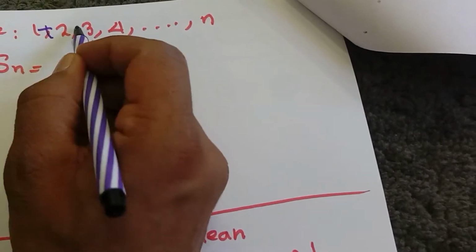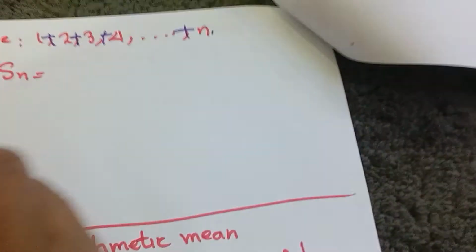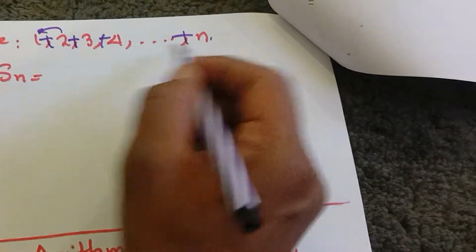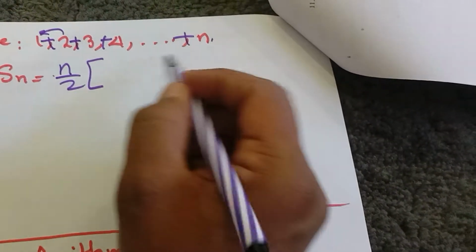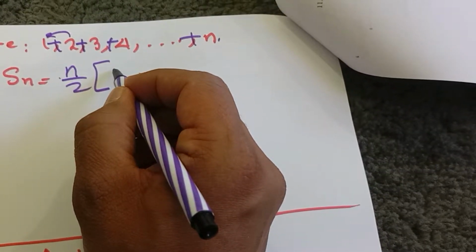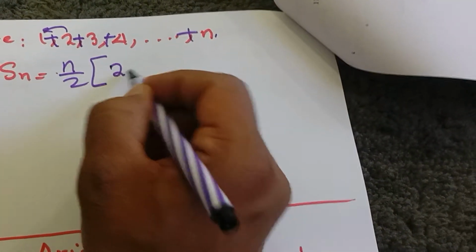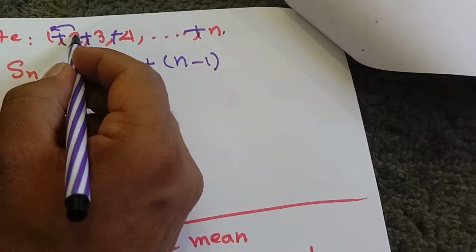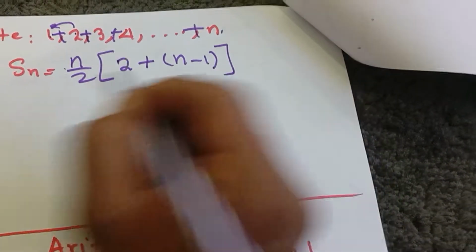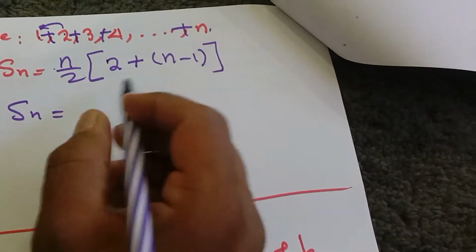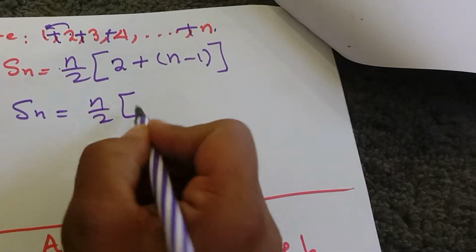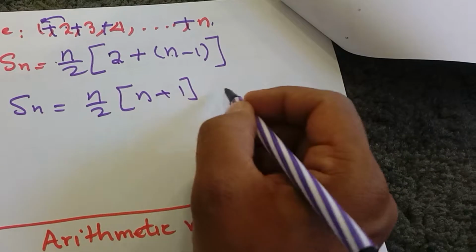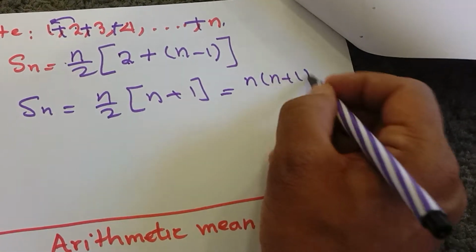We need to add 1 plus 2 plus 3 plus 4 and so on. The difference is 1, and we have n, so this is n over 2 times the formula, if you remember, 2a, which is 2 times 1, which is 2, plus n minus 1, because we don't know n, times d, the difference, which is 2 minus 1, which is just 1. If I simplify this, I'll get n over 2 times n plus 1, so that's n times n plus 1 over 2.